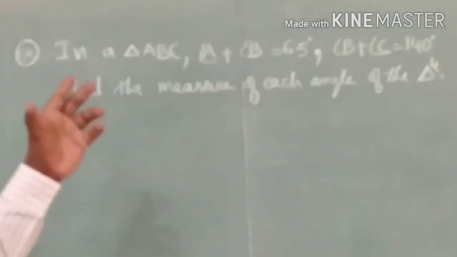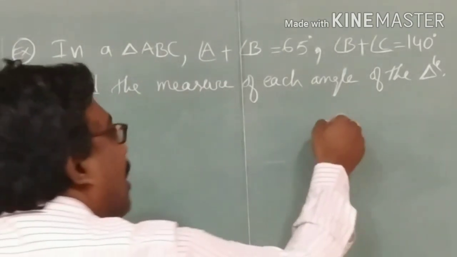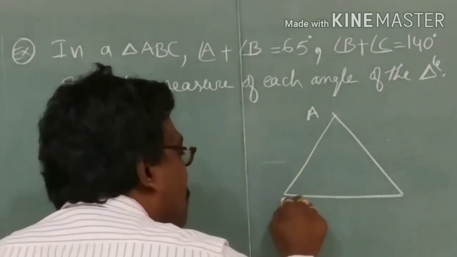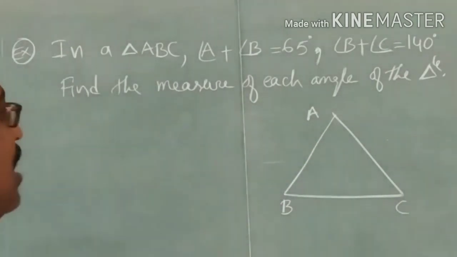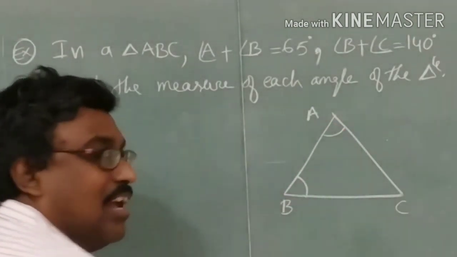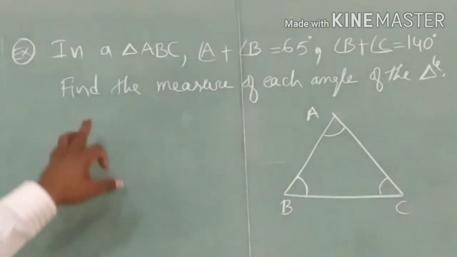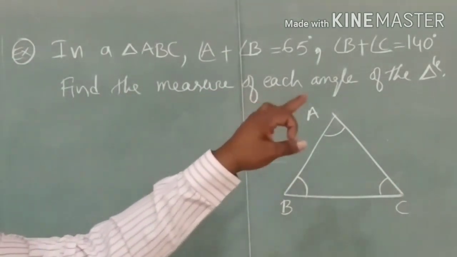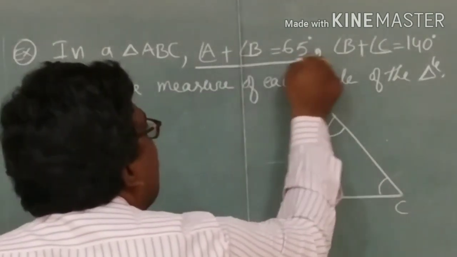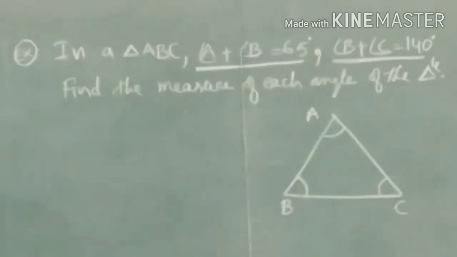Okay? Now we will discuss one more example. In triangle ABC, A plus B is equal to 65. If I add these two angles, then I will get 65. B plus C is equal to 140. Then what is being asked? Find the measure of each angle in the triangle. What is given? A plus B is equal to 65, B plus C is equal to 140.